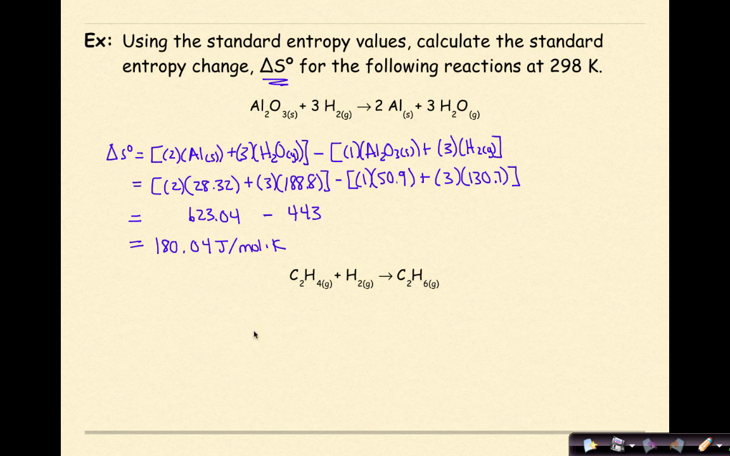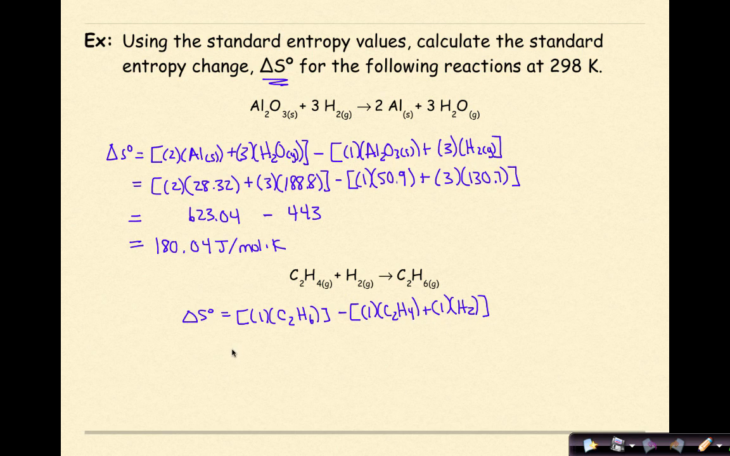Let's try another one. C2H4 plus H2 yields C2H6. Let's start out by writing out our formula to find our overall delta S in the standard state. So what I've done here is, again, products minus reactants, where I have 1 mole of my C2H6 minus 1 mole of my C2H4 plus 1 mole of my H2.